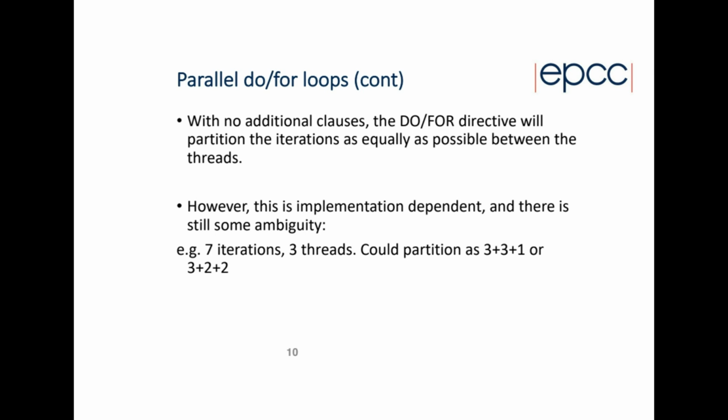Most implementations will tend to do the 3, 3 and 1 thing, solely because the integer arithmetic is slightly simpler and slightly cheaper than trying to spread the remainder out. But mostly we don't care, and you don't actually know for sure what's going to happen.